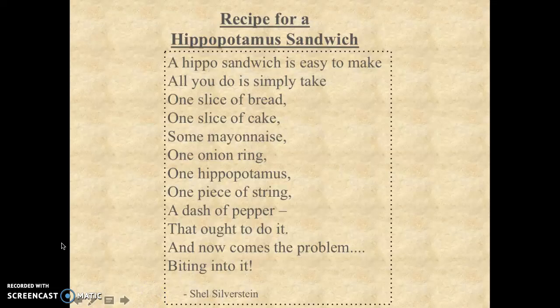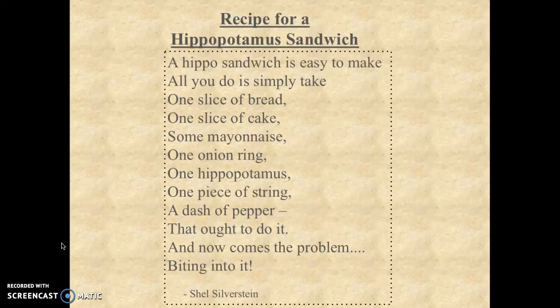Hello, first grade. Today we're going to talk a little bit about visualizing the poem. Now, this poem is called Recipe for a Hippopotamus Sandwich, and it's by Shel Silverstein, and it's really kind of funny. And we're going to get to visualize what the poem makes us think about at the end of this. So here's the poem.